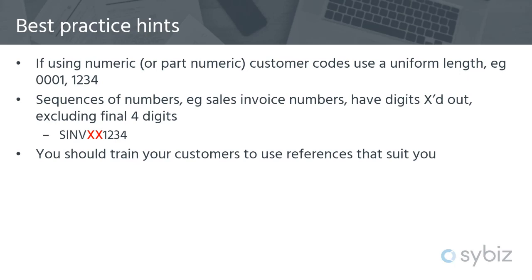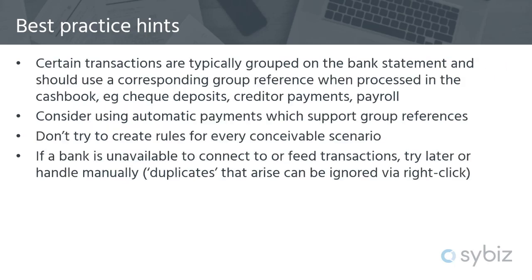So as I mentioned previously, you should train your customers to use the references that suit you. So again, if they're paying you a one-to-one payment for an invoice, then you'd want them to use the invoice number. If they're making a payment against their account, there could be multiple invoices, and you want to use, say, automatic offsets, then you'd want them to use their customer code, because that's what you're going to be attributing those receipts to.